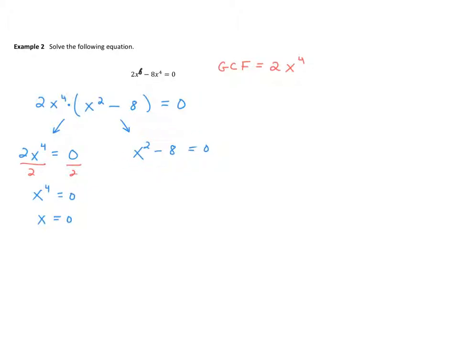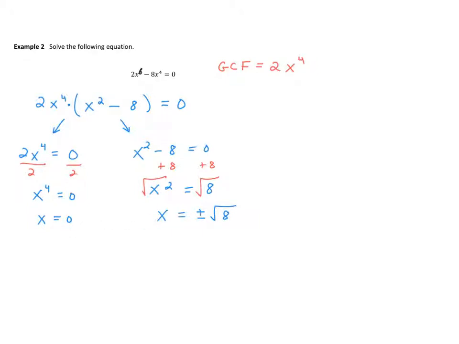Okay, to solve this thing for x, I'm going to start by adding 8 to both sides. I get x squared is equal to 8. And to get this one, I want to take the square root of both sides, which gives me x is equal to plus or minus the square root of 8. So it looks like there's 3 solutions: 0, positive root 8, and negative root 8.